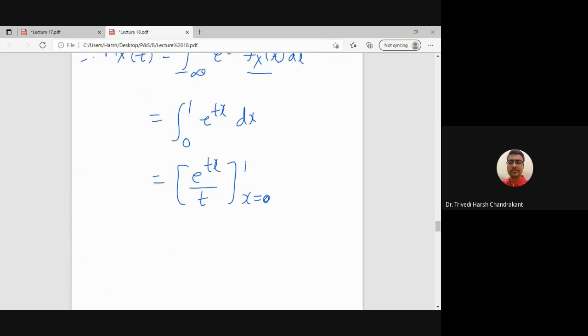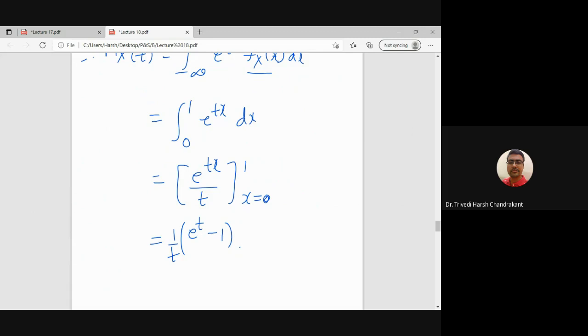So when we substitute these, the upper limit will be e^t. 1 upon t is common, we can take it outside. When x equals 1, it is e^t. When x equals 0, it is 1. So we get (e^t minus 1)/t. So we have this moment generating function of the uniform random variable, and that turns out to be the function 1/t times (e^t minus 1).